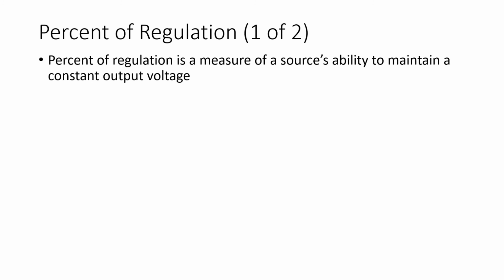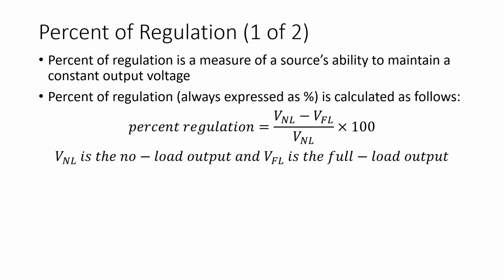Now, one of the metrics we use to quantify this is the percent of regulation. Percent of regulation is simply a measure of the source's ability to maintain a constant output voltage. Percent of regulation, always expressed as a percentage, is calculated as shown. V no load, this is when the secondary current is 0, minus V full load, this is when the secondary is supplying the maximum amount of current it can supply, divided by V no load, times 100.